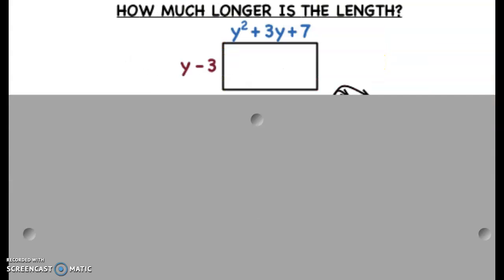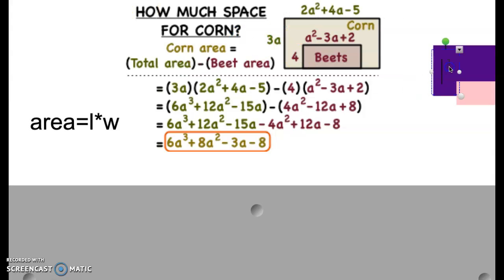Another type of word problem looks like this. This is just a rectangle. My length is y squared plus 3y plus 7. My width is y plus 3. All I want to know is how much longer the length is. And honestly, think about this.